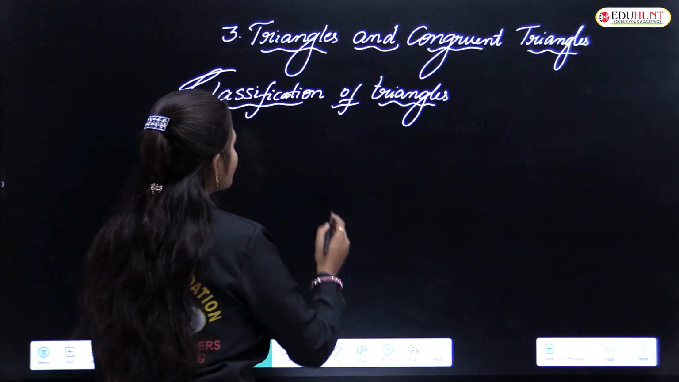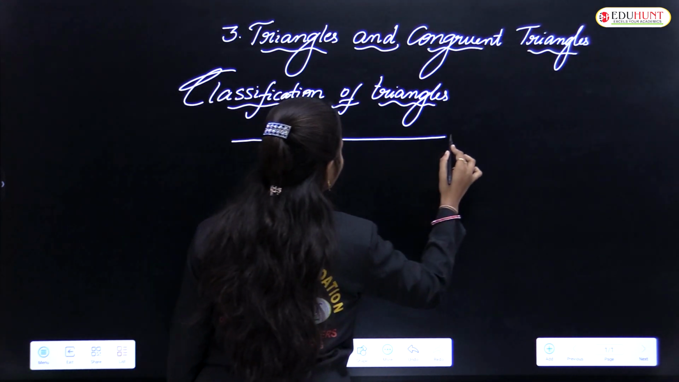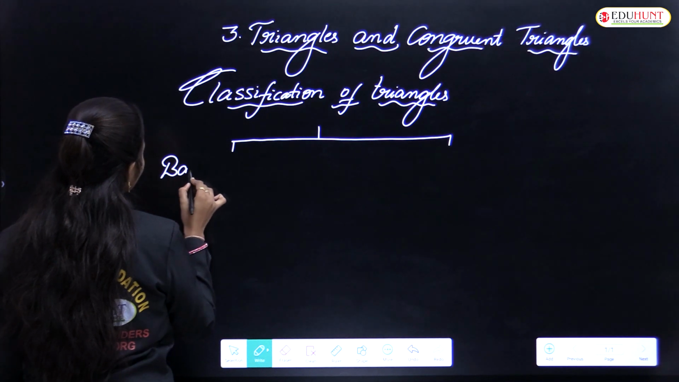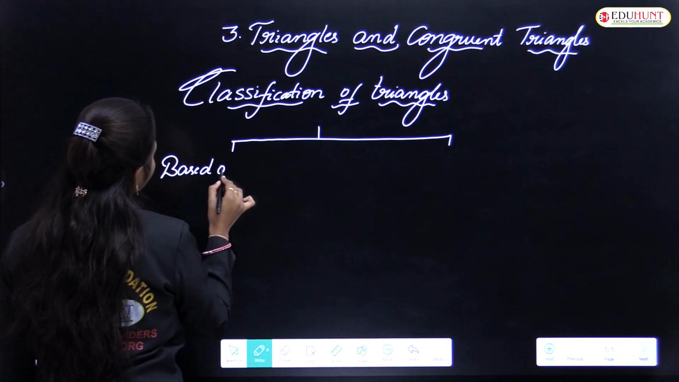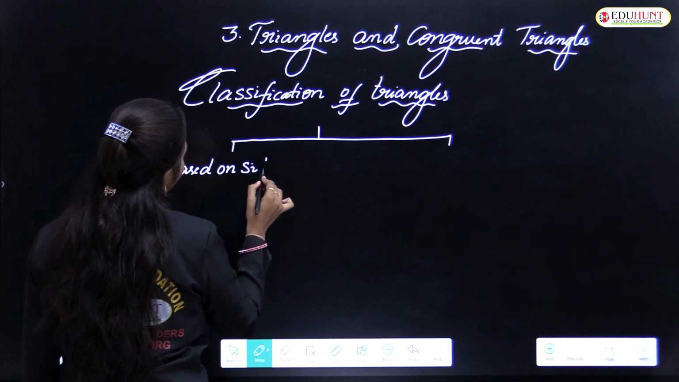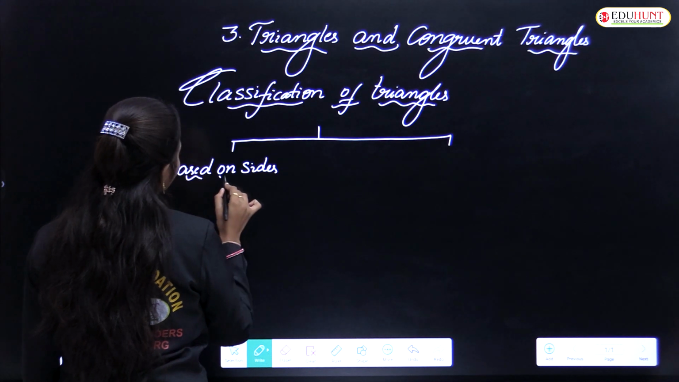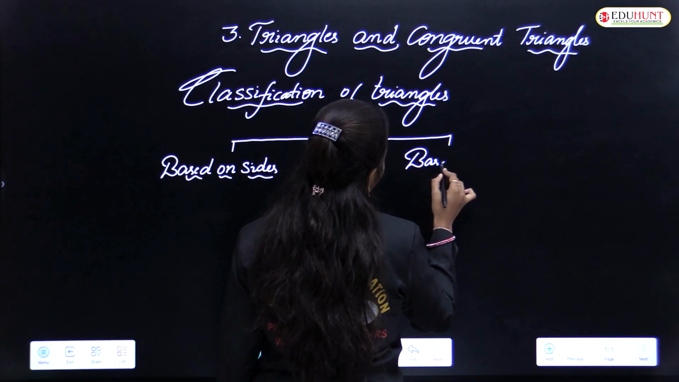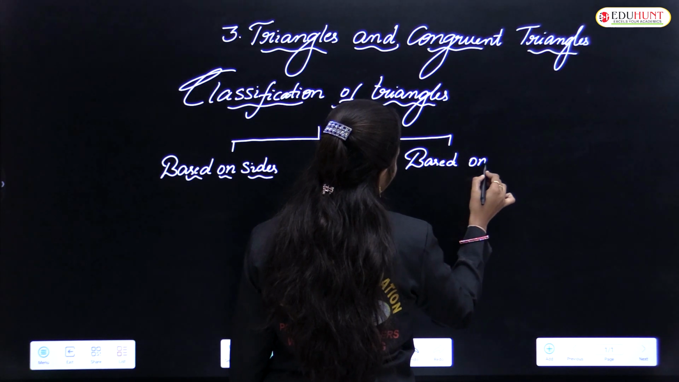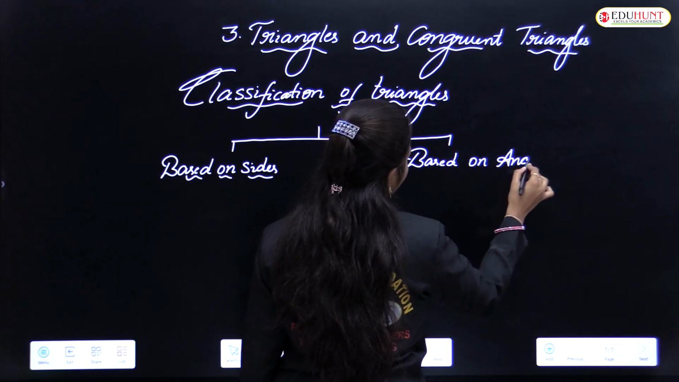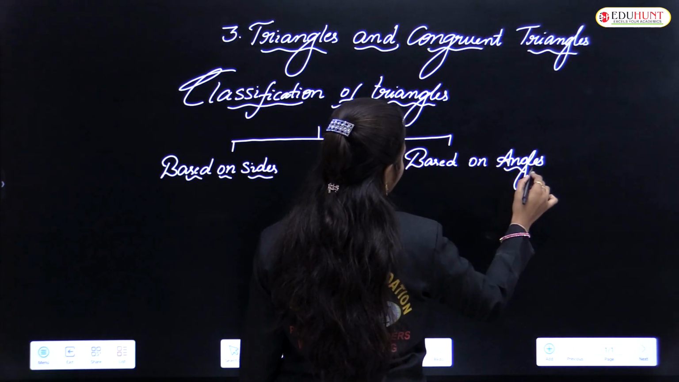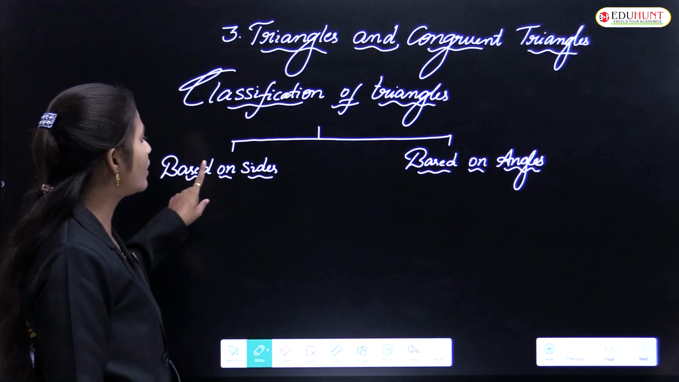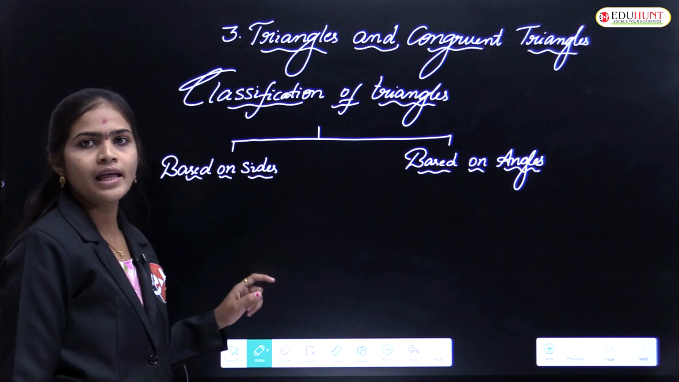Here, classification of triangles is based on two things. One is based on sides, and the other is based on angles. Okay, classification of triangles based on sides and based on angles.